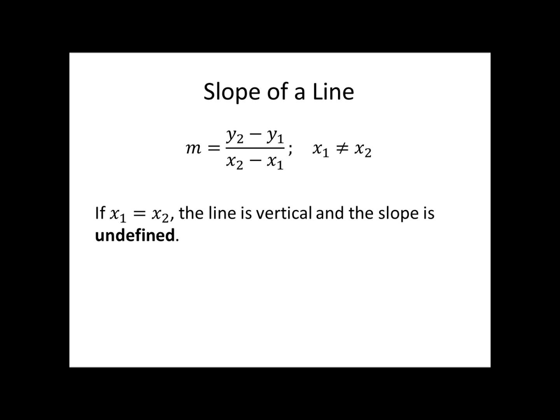Let's start with the slope of a line. You should already know this, but I want to go over it again. We know that the slope is equal to the change in the y values over the change in the x values for 2 points on this line. Now we need to make sure that we don't have 2 points that have the same x value, because we can't divide by 0. If the 2 x values are actually the same, then the line is vertical and the slope is said to be undefined.